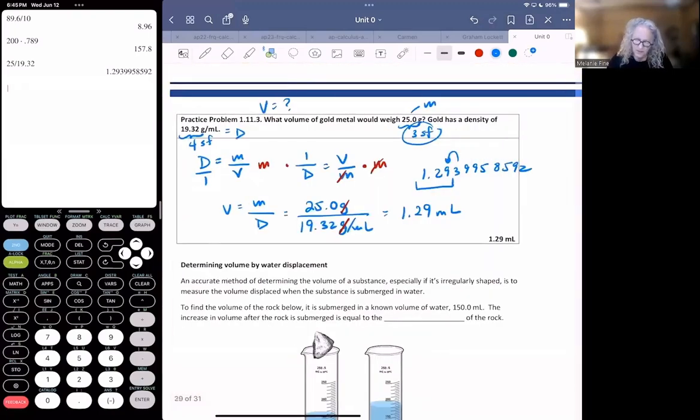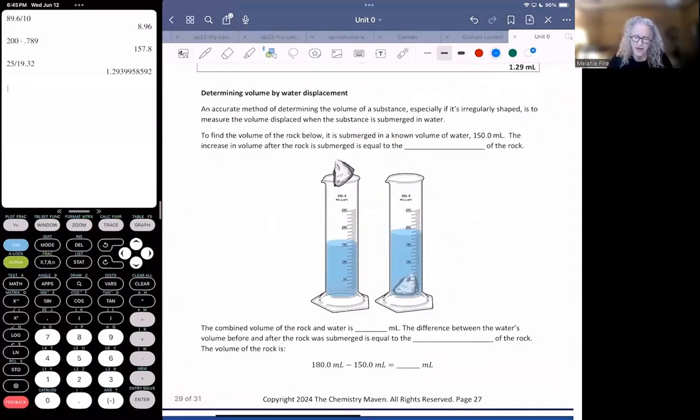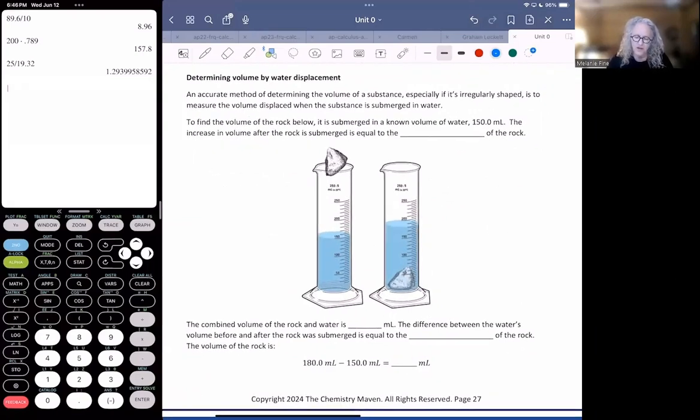And finally, our last lesson for this packet, determining volume by water displacement. An accurate method of determining the volume of a substance, especially if it's irregularly shaped, is to measure the volume displaced when the substance is submerged in water.